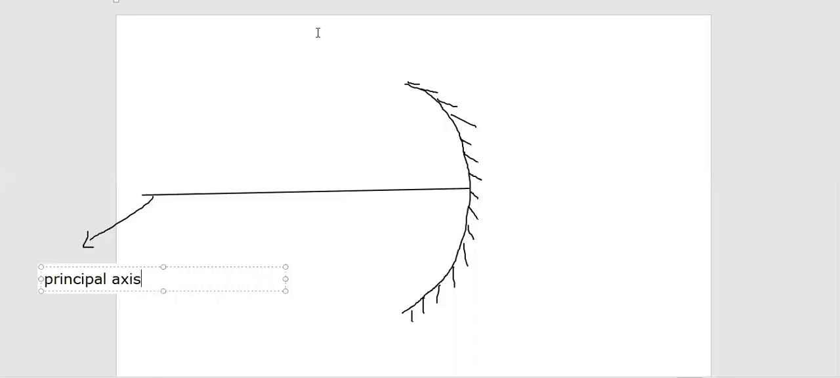Principal axis, right? This horizontal line, the principal axis, is meeting at the midpoint of the concave mirror, and that midpoint is called the pole. I taught you this one already.